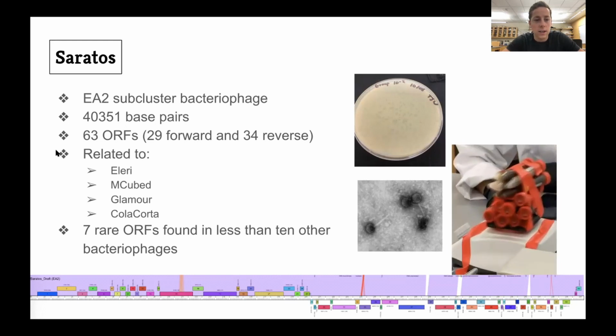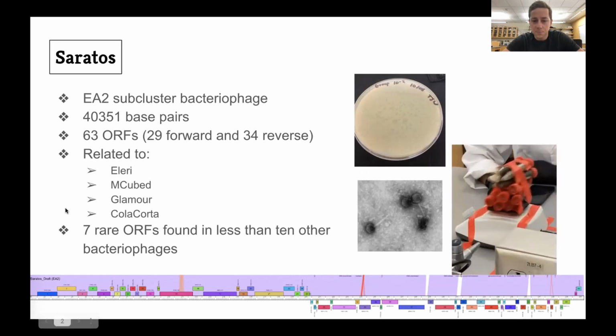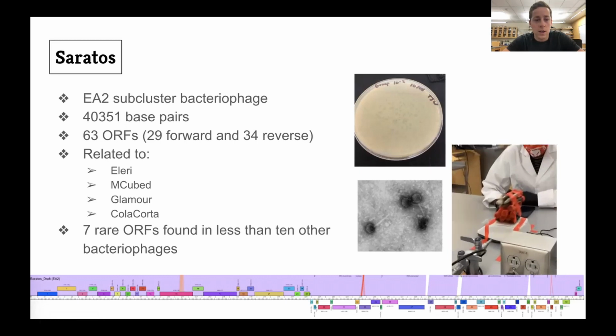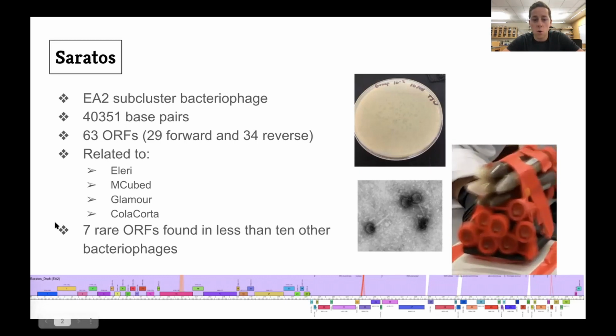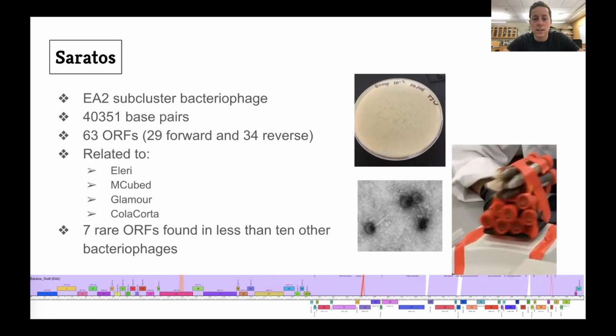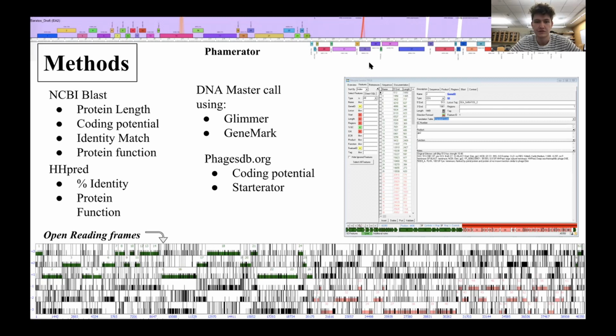Saratos is in close relation to Ellery, Microbacterium, Glamour, and Colocorda, all of which are bacteriophages in the EA2 subcluster. With 7 comparatively rare ORFs found in less than 10 other bacteriophages, our data show that Saratos has a unique genome. These are some of the methods that we used to annotate Saratos's genome.